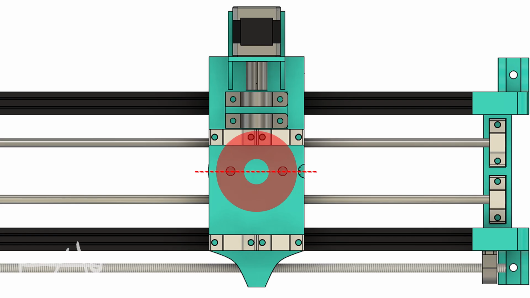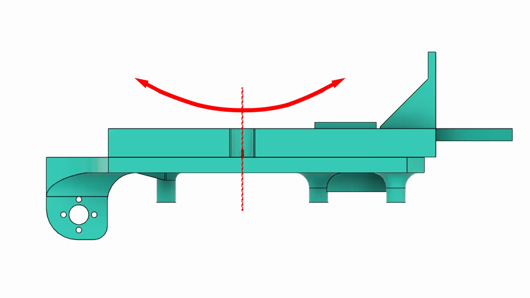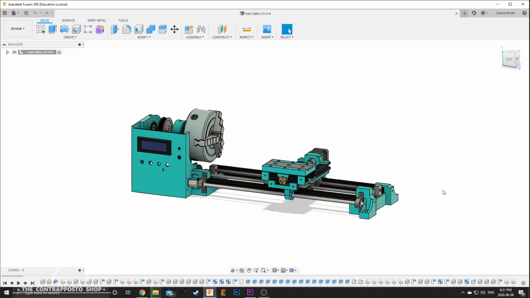We did some tests and the lathe worked great, but it had some issues. Because of the big void inside the top piece, it flexes and creates some vibration. We got back to the drawing board and made some changes.